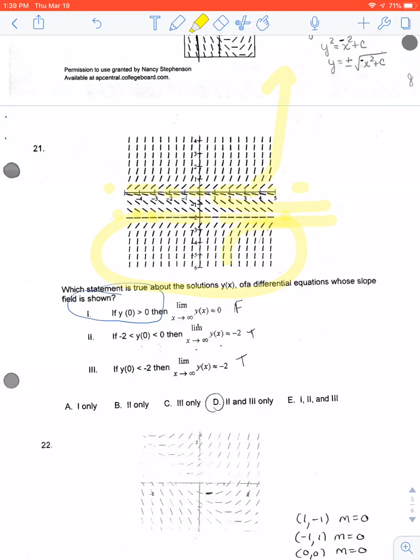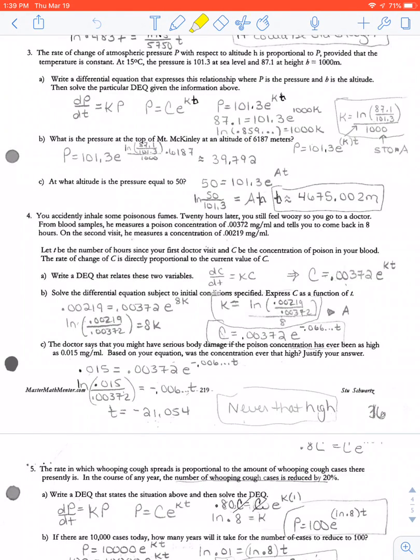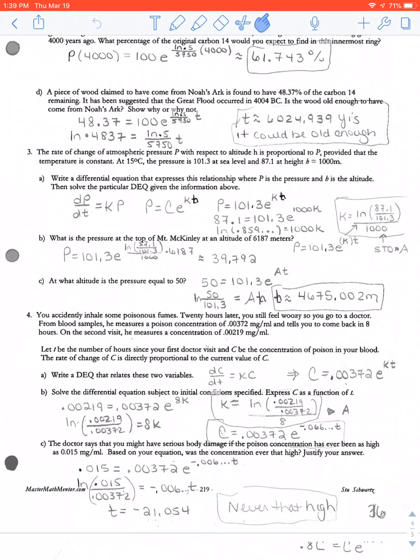Okay, I'm now going to go to pages 15 to 17 that were in the Chapter 6 packet and go over a couple of questions there. So I had a question on number 3. So this one, they gave you some added information you didn't need. It was the rate of change of the atmospheric pressure with respect to the altitude.